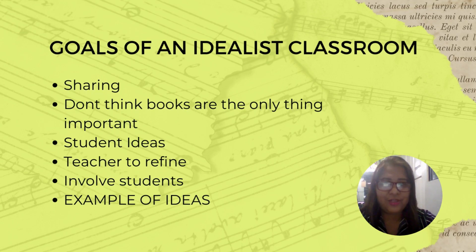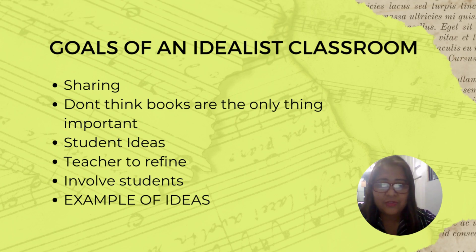Goals of an idealist classroom. Sharing is important. And make sure that teachers will tell the students not to think books are the only thing important. There are other things and there are other sources to look for. The students' ideas are encouraged. The teachers are obliged to refine the students' ideas and let the students get involved in these ideas.